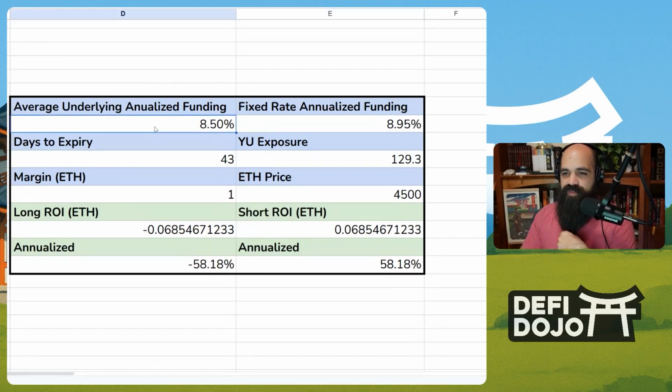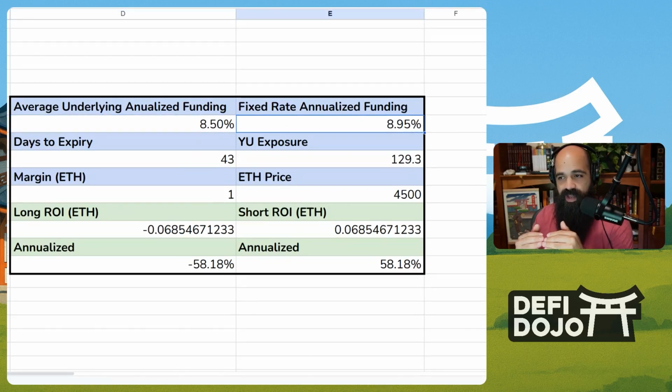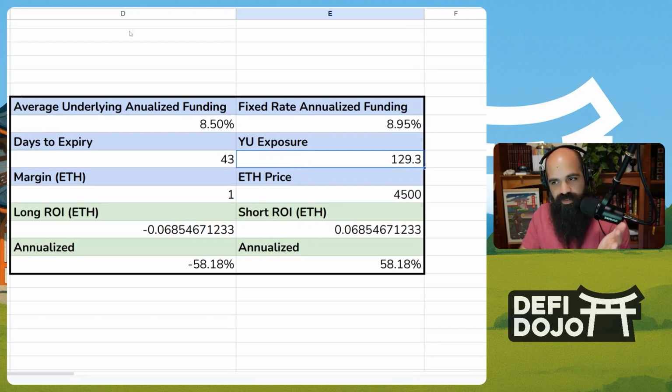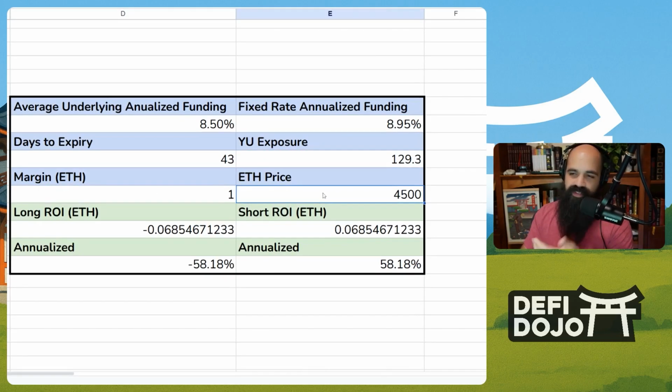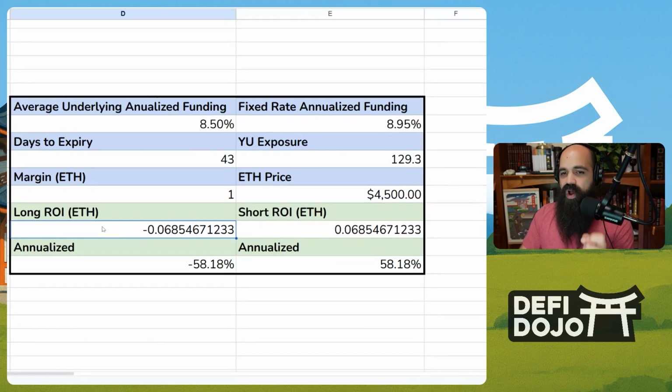So if the average underlying funding, the actual funding in the next 43 days, is 8.5%, and I get the fixed rate and I'm at 8.95%, you just saw I can get 129.3 exposure with my ETH margin of 1. The ETH price is kind of inconsequential, I just added it there for fun. We're actually at 4.6, which is crazy. Anyways, if I was longing, then my ROI would be negative roughly 0.07 ETH.